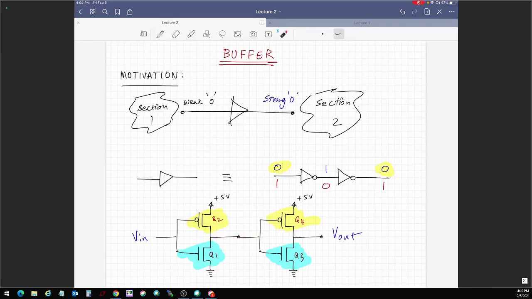Questions about this? How do you get a buffer? So how many transistors are required to synthesize a buffer, to implement a buffer? 4. Brilliant. 4. I need 4. So 2 for an inverter, 4 for a buffer. You guys see that? All right. Now we have 10 more minutes. So let's see how much we can talk about.